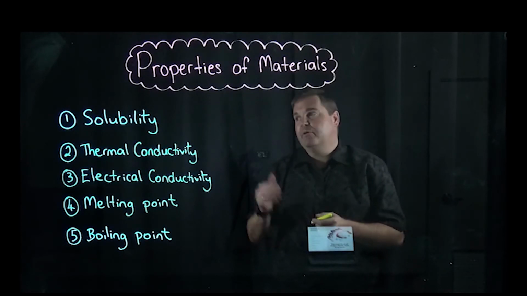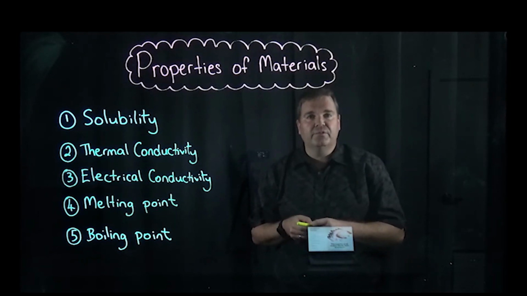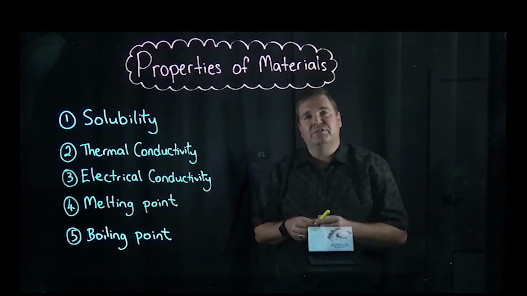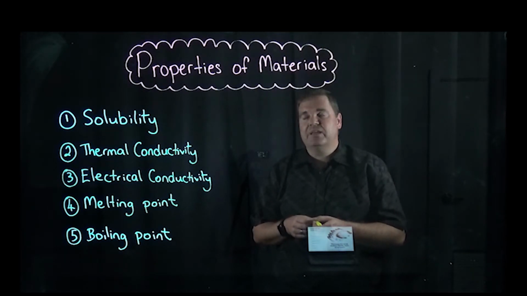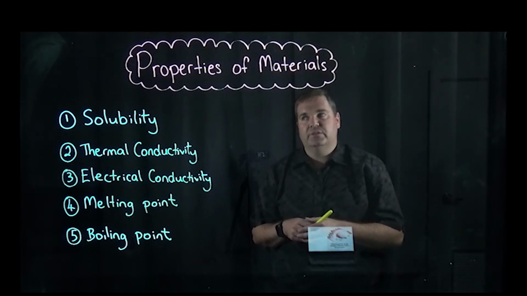Today I'm just going to be looking at 5 properties that we look at when we're talking about materials. Not every material has all of these properties or displays them, okay? But we're just going to go through and give a brief definition and understanding of what each of them is. So the first thing I'm going to be looking at is solubility.